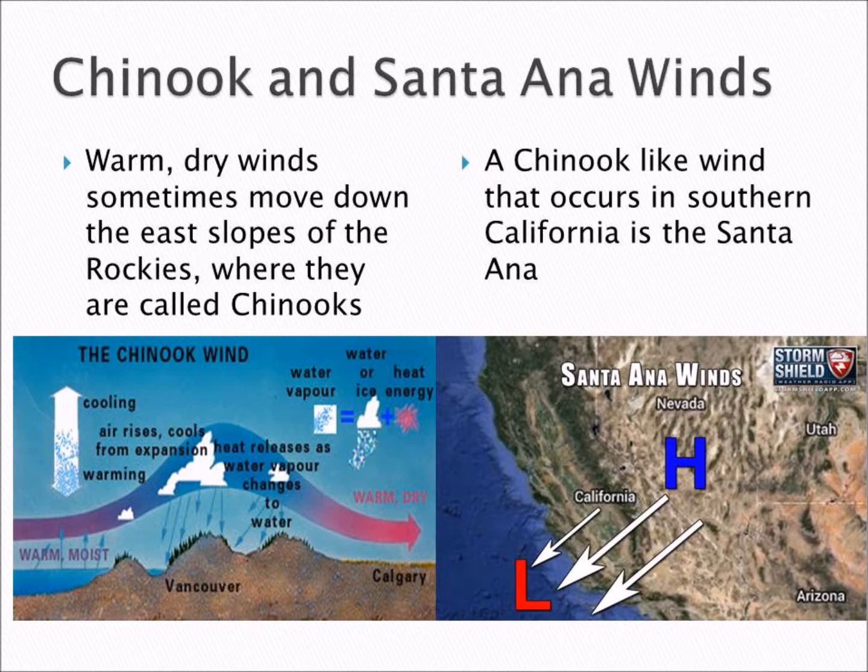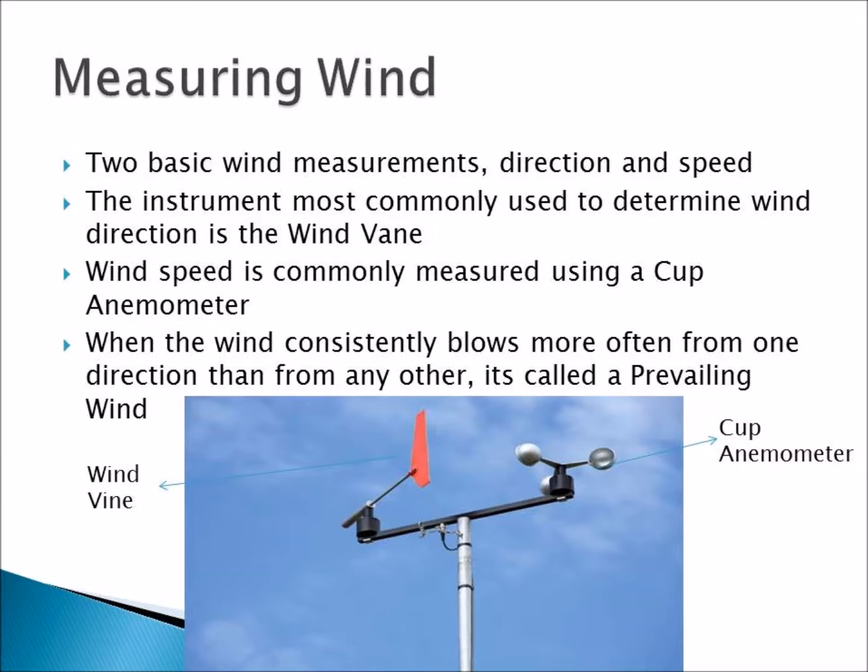Warm, dry winds sometimes move down the east slopes of the Rockies, where they are called Chinooks. Now to the right, we have a Chinook-like wind that occurs in Southern California. These are the Santa Ana winds. The Santa Ana winds are dry, which increase the threat of fire in an already dry area. Wildfires fanned by Santa Ana winds raged in Southern California in October of 2003. The fires scorched more than 740,000 acres and destroyed more than 3,000 homes.